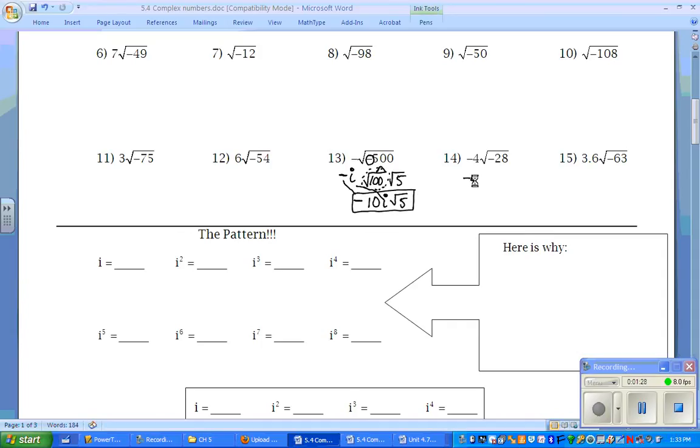Same idea here. Negative 4 stays in front. The negative under the square root turns into imaginary number. This would turn into the square root of 4, square root of 7. The square root of 4 will turn into 2. The square root of 7 we leave alone. And altogether now, negative 8i root 7.